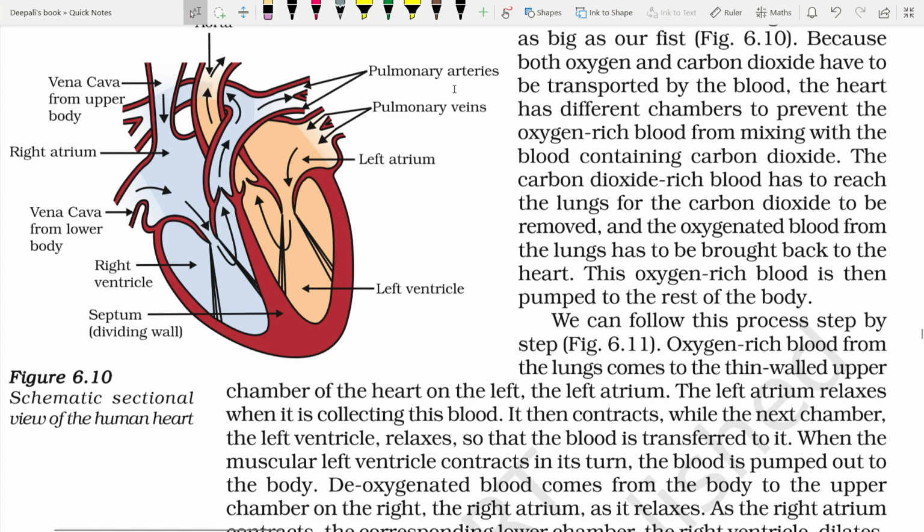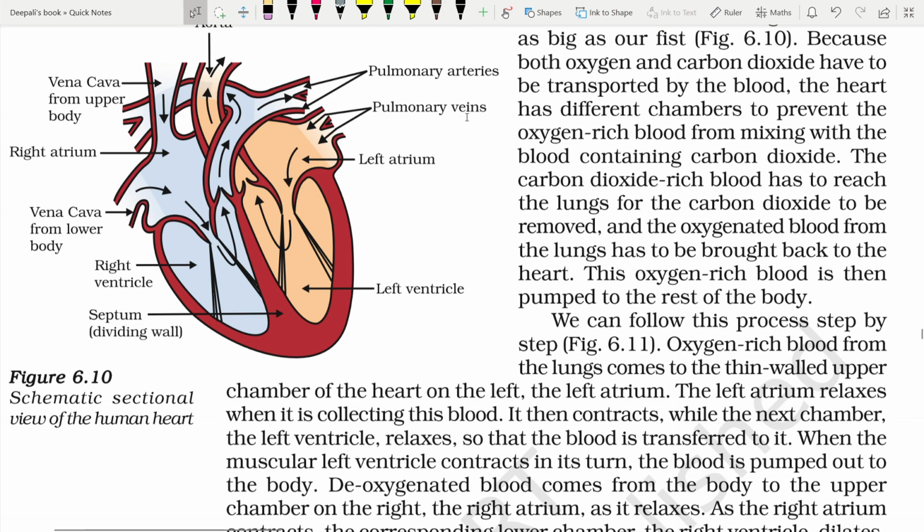Now, after the blood has been oxygenated in the lungs, it is brought back to the heart by the pulmonary vein, which is also an exception, as a vein usually carries deoxygenated blood from various body organs to the heart. So, this is an exception here. It carries blood from the lungs to the heart, but it carries oxygenated blood.